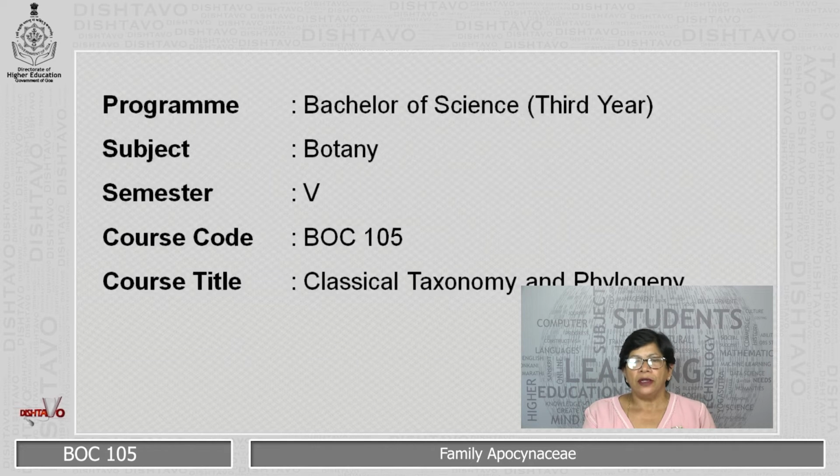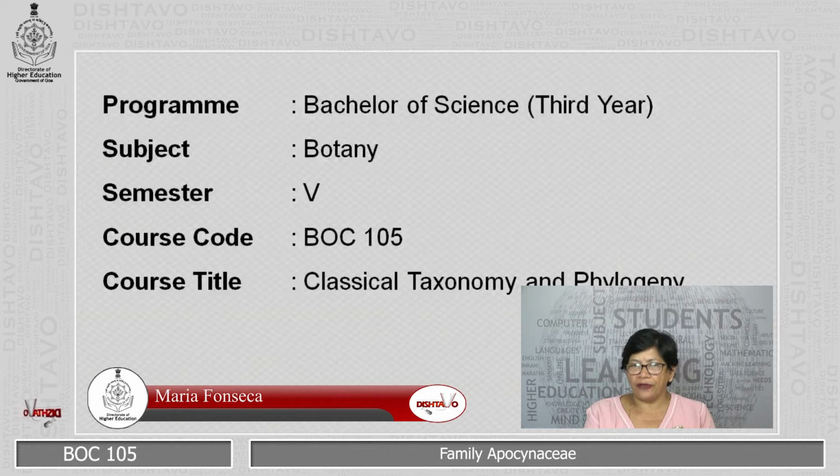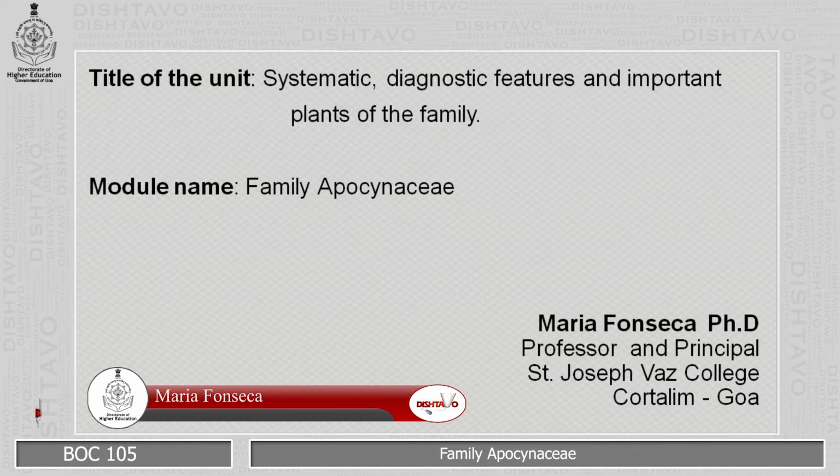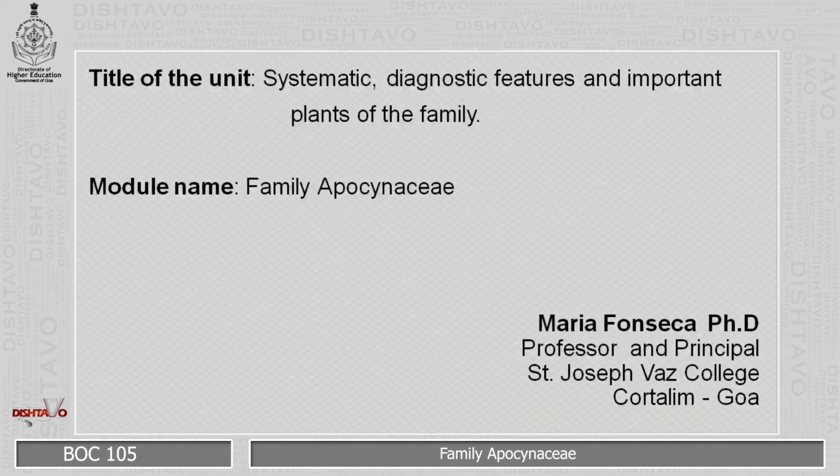Welcome, students. Today we are going to study classical taxonomy and phylogeny under course code BOC 105. The title of the unit is Systematic Diagnostic Features and Important Plants of the Family. The module name is Family Apocynaceae.